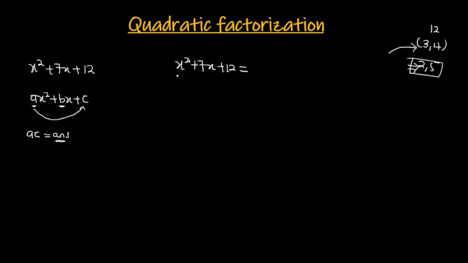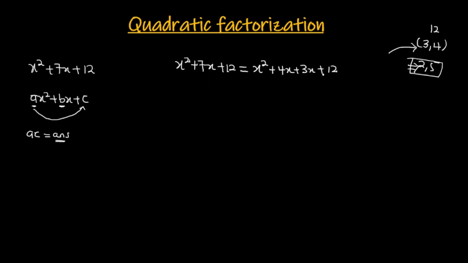So how do you write that? You maintain your x squared, then you write the 7x in the form of 3 and 4. You can write 3 or 4 first, either way doesn't matter. So in this example, I'm going to write 4x first. So 4x plus 3x plus 12.